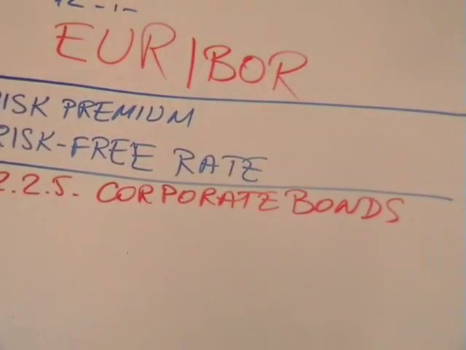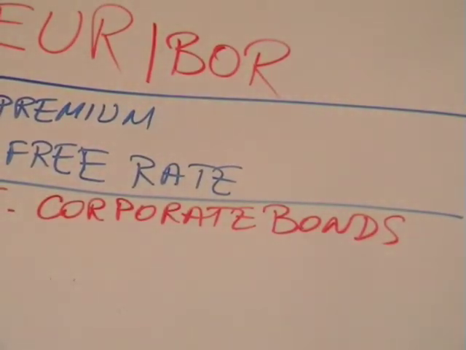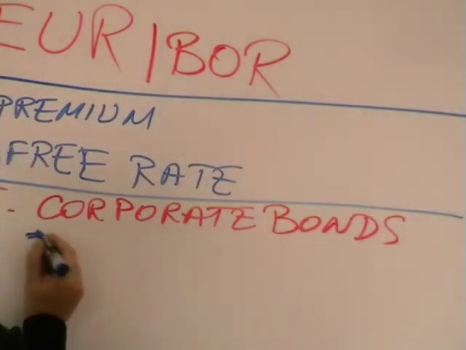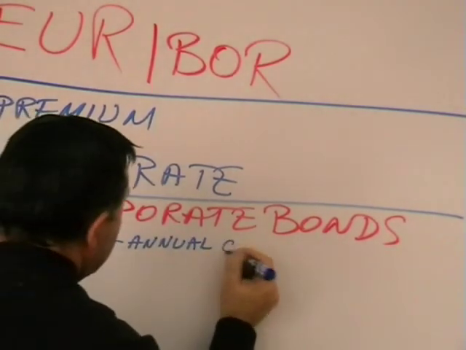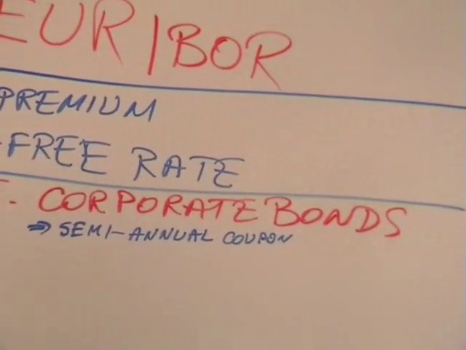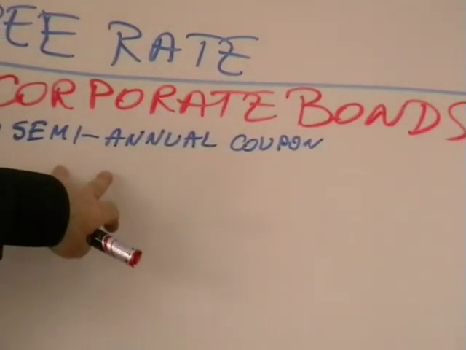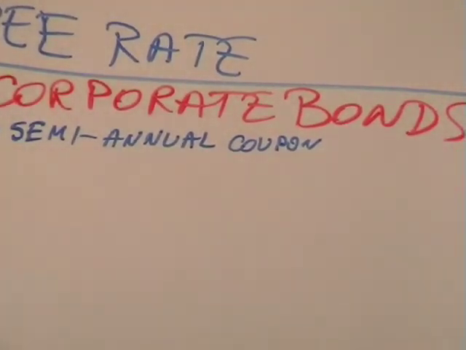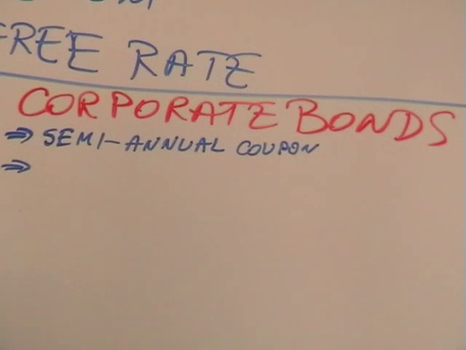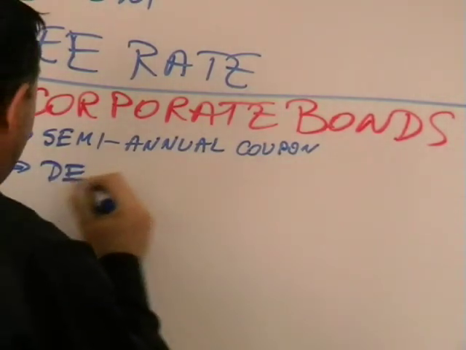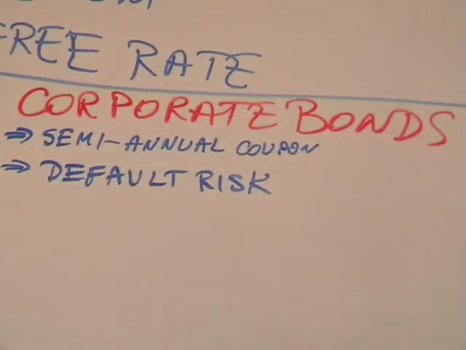Corporate bonds have all the characteristics of a bond. They're issued by a corporation. Let's see what else. They have, usually almost always, a semi-annual coupon. This means that there is a payment which is made semi-annually, every half year, which means that you get 2 coupon payments per year. They have standard, usually estimable, default risk, which I explained last time.